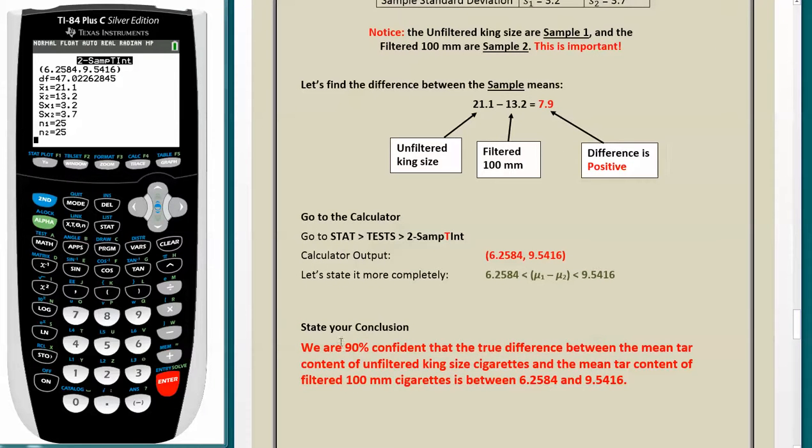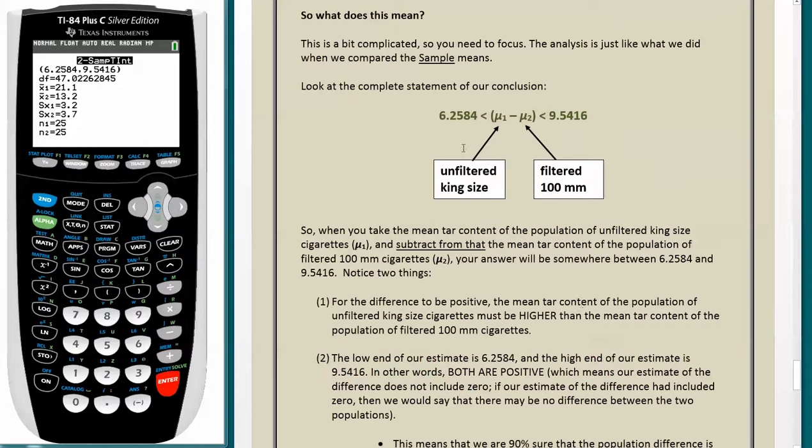If we're to state our conclusion in words, we would say we are 90% confident that the true difference between the mean tar content of unfiltered king-size cigarettes and the mean tar content of filtered 100 millimeter cigarettes is between 6.2584 and 9.5416. So let's interpret this a little bit more. It's a bit complicated, so you need to focus.